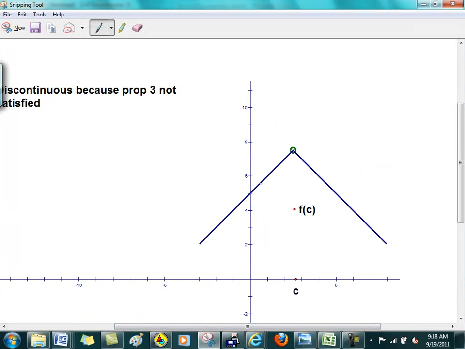So you know that if you go on the graph this way, you're approaching this number here. Looks like it's about 7.5. If you go the other way from the other side, you're approaching 7.5 as well. But the function value is 4 right there. That's f sub c. So it's 4. These two are not the same. That's property 3. That's why it's not a continuous function. Is everybody with me on that?